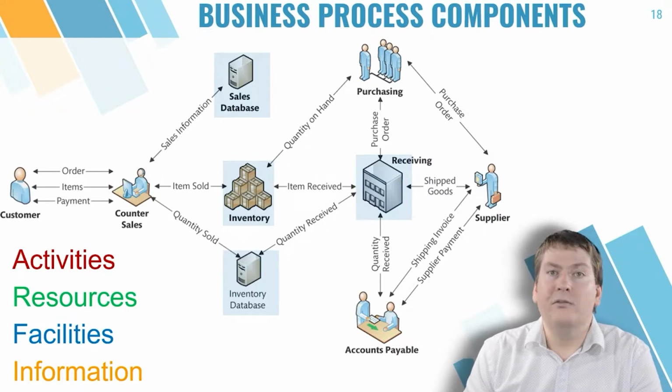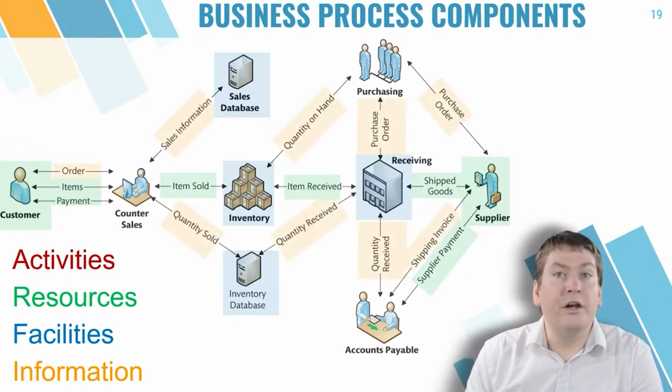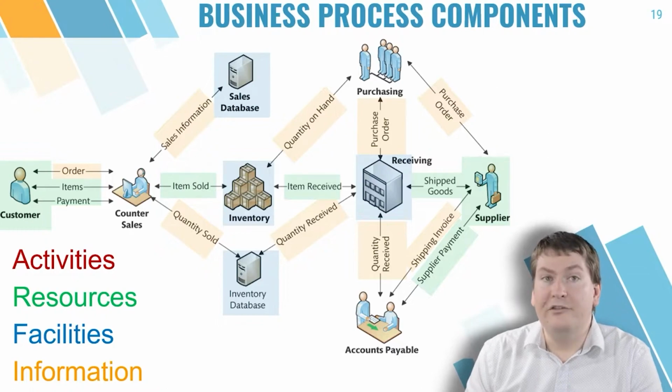Now let's consider resources. These are items of value to the business, such as goods and money, but it can also include things like suppliers, customers, and employees. Information is what activities use to transform inputs to outputs. In this case, this would be things like the order, the quantity of items in the inventory, the purchase order, shipping invoice, and sales information.